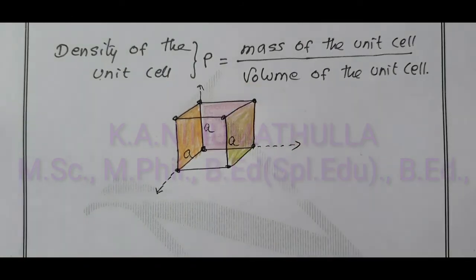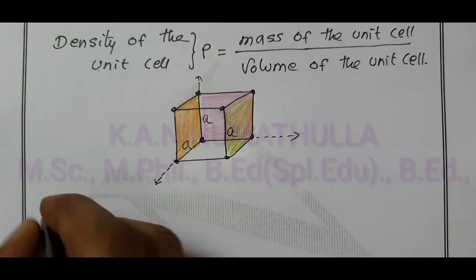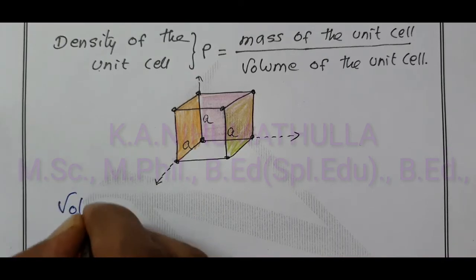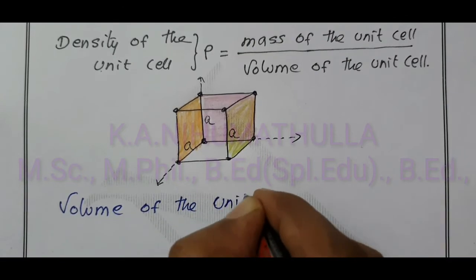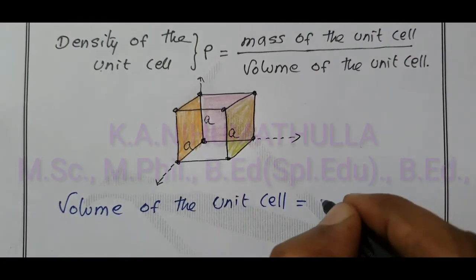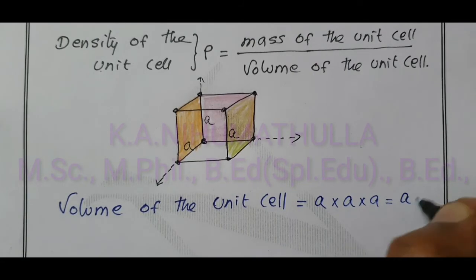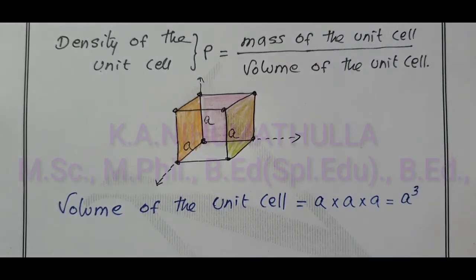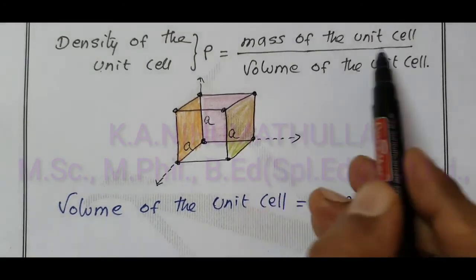our denominator is a constant value for simple cubic, face centered cubic and body centered cubic. Volume of the unit cell can be calculated from the edge length: a and a and a equal to a cube. It is the volume of the unit cell. Denominator is over. Now come to the numerator.